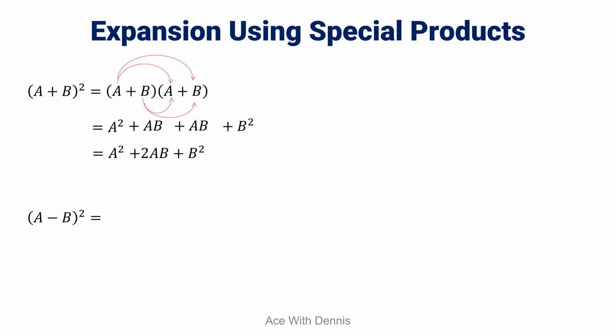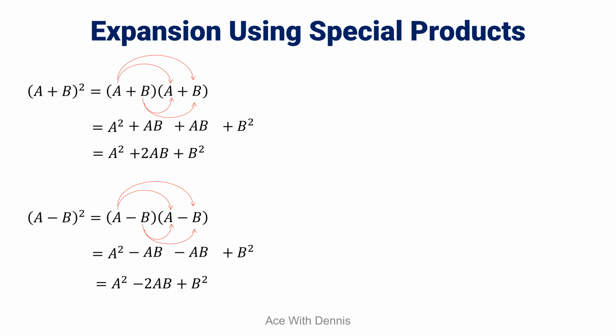Second case, (a − b) squared. We can also treat it as (a − b)(a − b). Then we expand, a times a, we get a squared. a times negative b, we get negative ab. Negative b times a, we get negative ab. And negative b times negative b, we get positive b squared. Then we group the like terms together. We have a squared minus 2ab plus b squared.